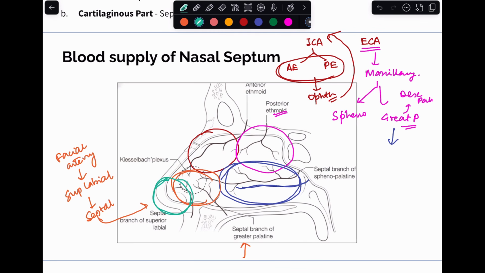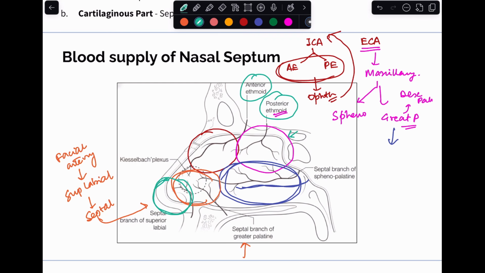Now again, I'll recap and say it in a very short manner exactly what you should be saying in your exams. So the blood supply of the nasal septum is derived from both carotid systems, the internal carotid artery and external carotid artery. From the internal carotid artery, we get two branches, the anterior ethmoidal artery and the posterior ethmoidal artery. The anterior ethmoidal artery supplies the anterosuperior part, the posterior ethmoidal artery supplies the posterosuperior part.